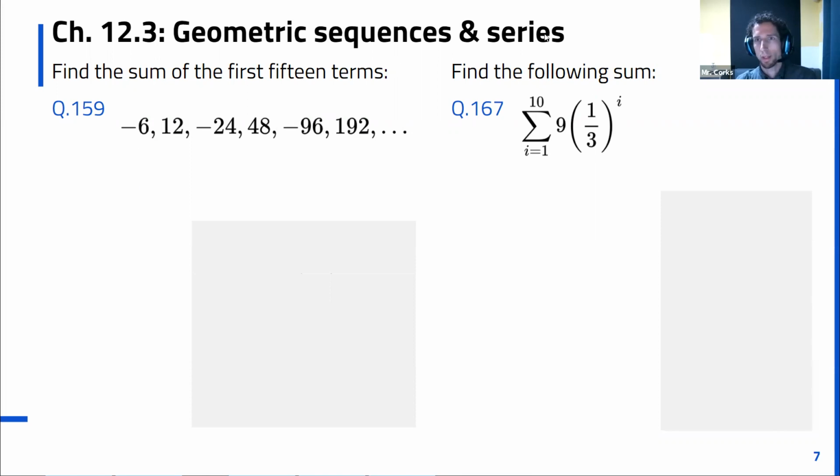Let's take the one on the left here first. So what is our A1 value? We can see pretty easily. It is going to be -6. And what is our R value? -2. All right, so those are, and we have our N value here. So what is our formula that we are going to have to use, or that we will want to use here?